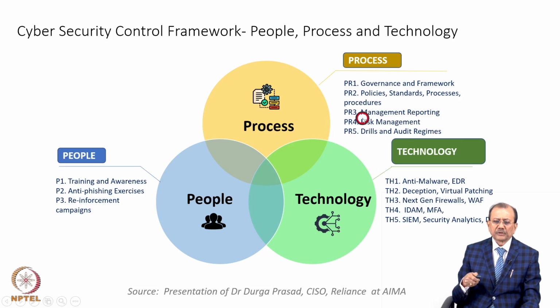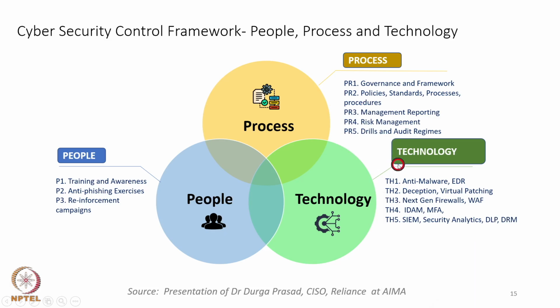Mock drills, we try to simulate a situation when an outsider is trying to attack our system. So this is also one of the important processes. And then a host of technologies which are very important to govern, because without technology you will not be able to implement any process framework. So for which kind of technology we should make use of, that is also important. So process, people, technology, this is a fundamental framework for cyber security control.